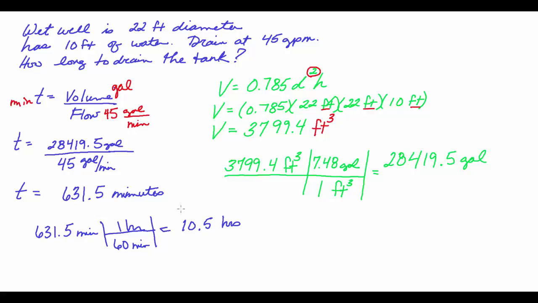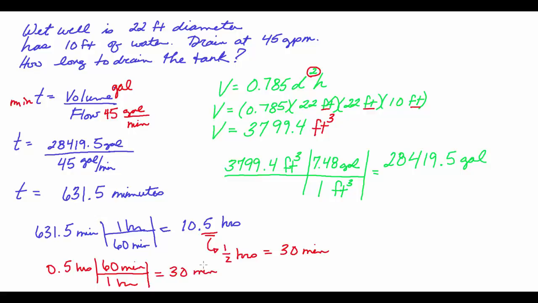But this 0.5 hours, that's half an hour. That's not 50 minutes. So this is actually 30 minutes. Right? So if I ended up with a weird number over here, I would take my 0.5 hours and run it through the track again. 1 hour, 60 minutes to get my 30 minutes. Okay.